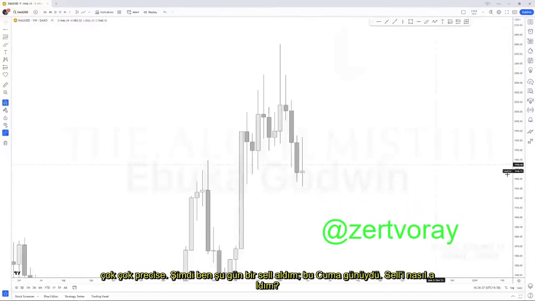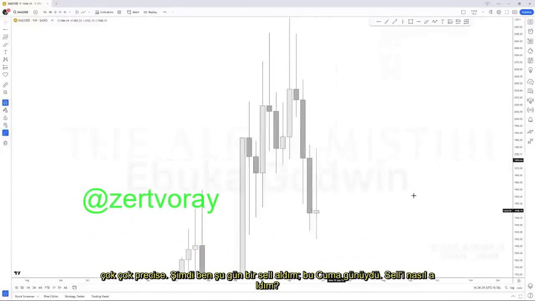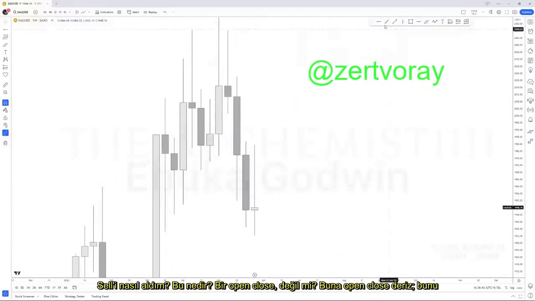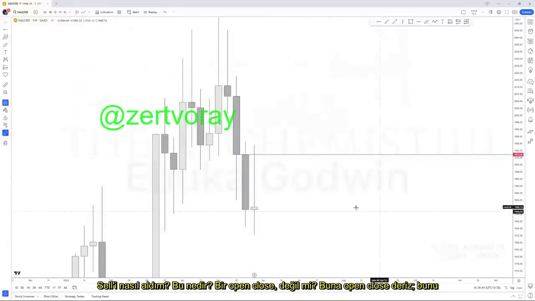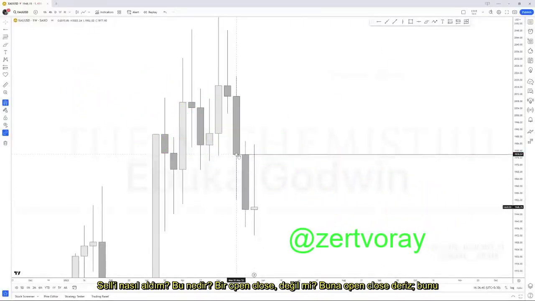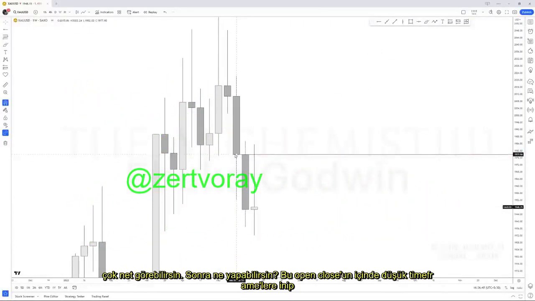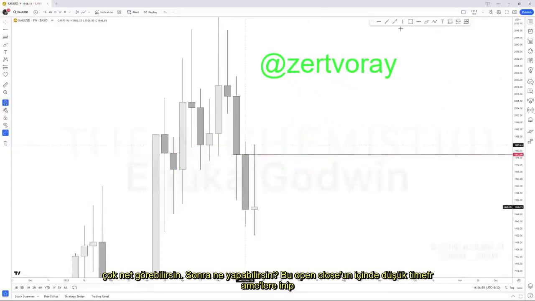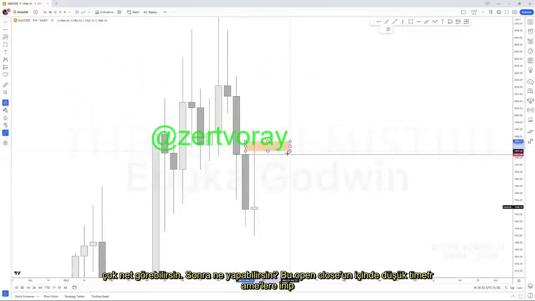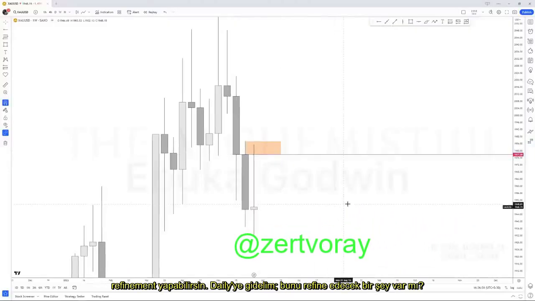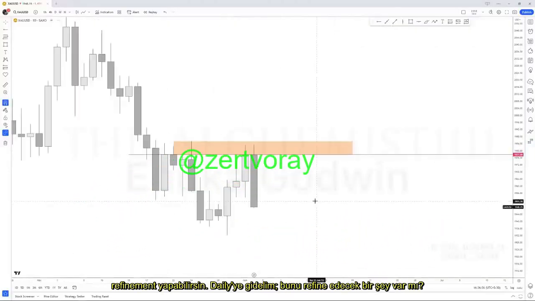Now, I took a sell this day. This was on Friday. How did I take the sell? What is this? An open close, right? We call this an open close. You can see that very clearly. Then what you could do is inside of this open close, you can go into the lower time frames and then do some refinements.